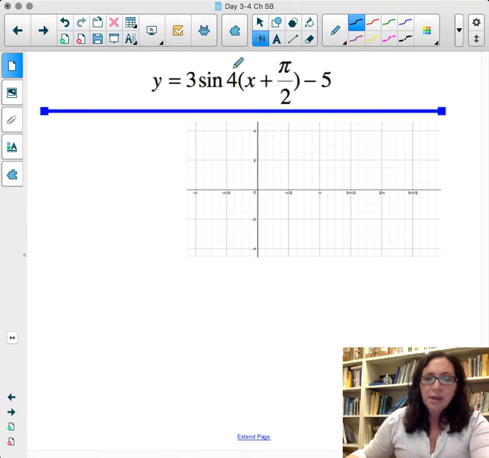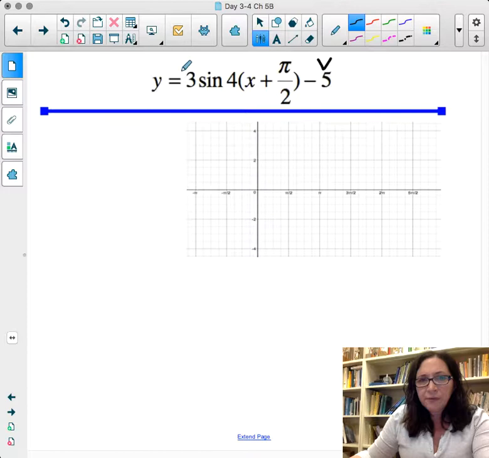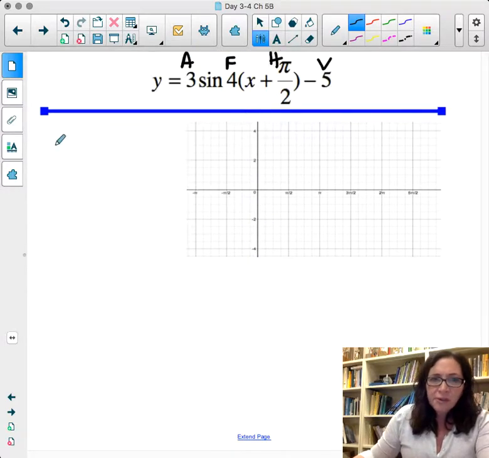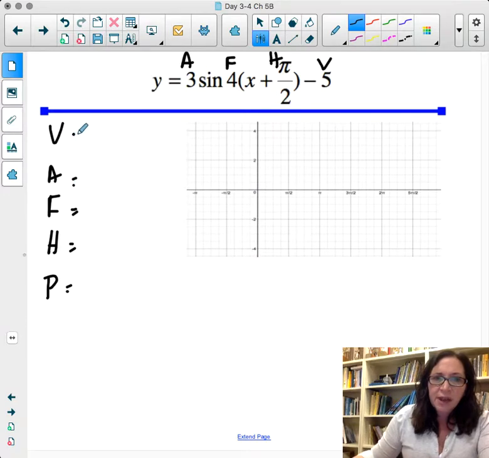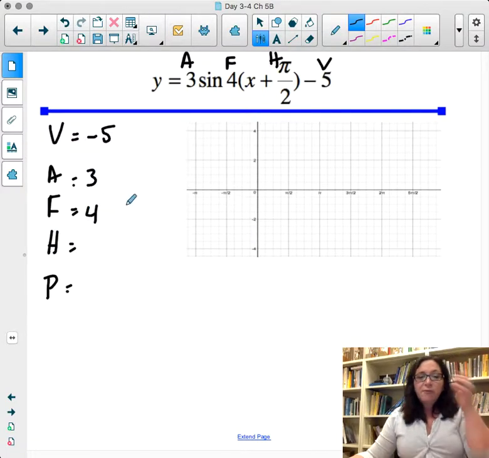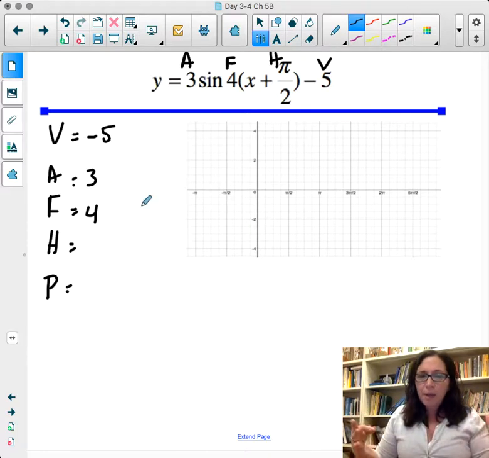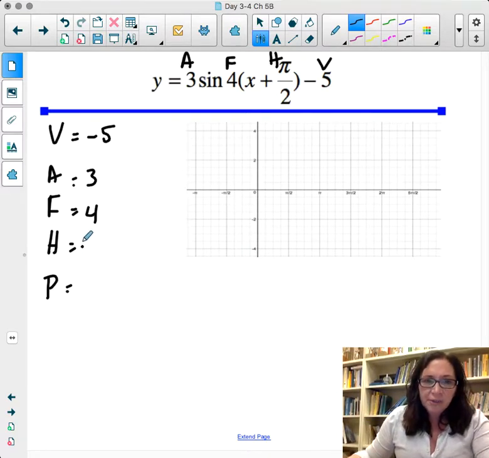So for this graph right here, again, let's do our VAF. So we have vertical shift, amplitude, frequency, horizontal shift. I like to put everything on the side. So VAF is my vertical shift is down 5, so that's a -5. My amplitude is 3. My frequency is 4. So I'm going to see 4 complete cycles of my sine wave in a 2 pi period. My horizontal shift is going to be left pi over 2.